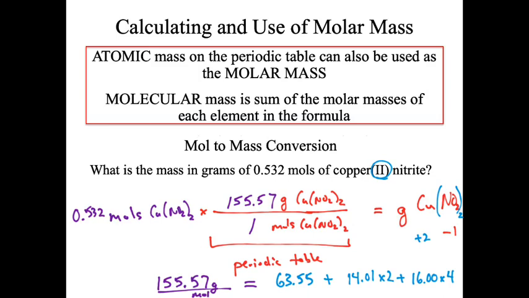Now what happens? The moles cancel. What would we have as a unit? Grams of copper nitrite. What can we do? Now do the math. Okay? Lots of intricate steps that you have to follow through and move through very meticulously.